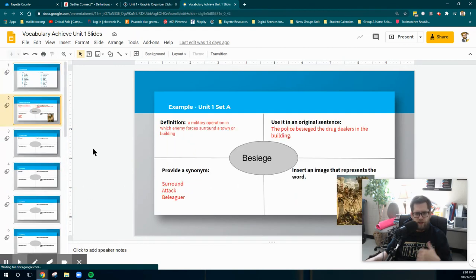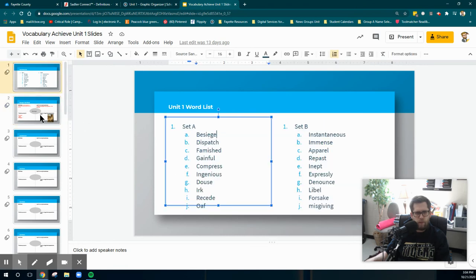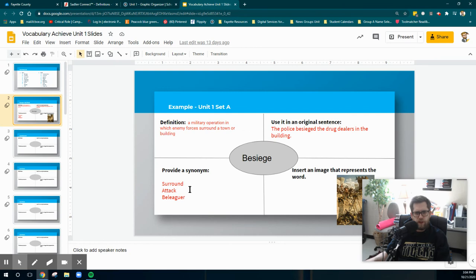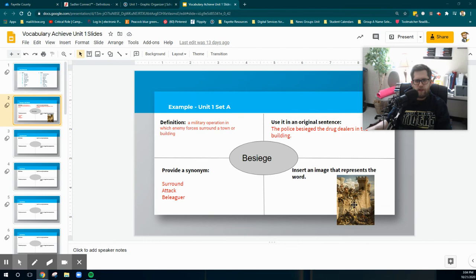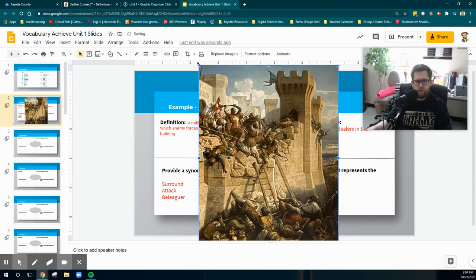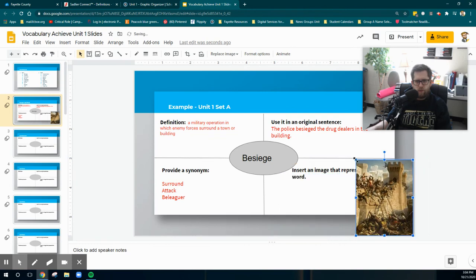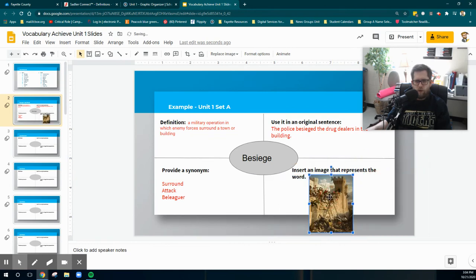So as an example, here is besiege, your first word right there. And you do the definition and original sentence, a couple of synonyms, and an image that represents the word. Okay. Besiege, I did a castle siege. Looks cool. So again, not a grade, not required. But I think this is, if you do nothing else, the one best thing to help you learn these words. They're almost like flashcards. Okay.